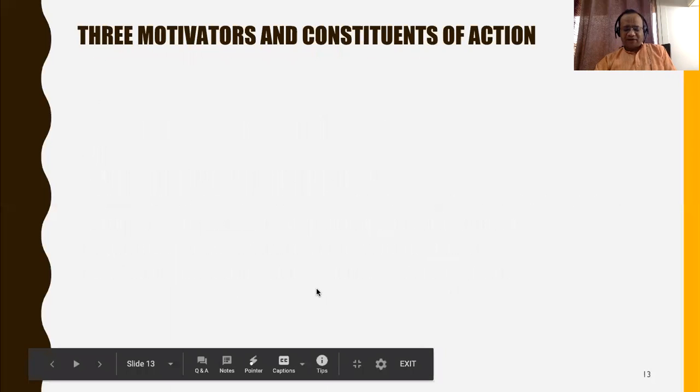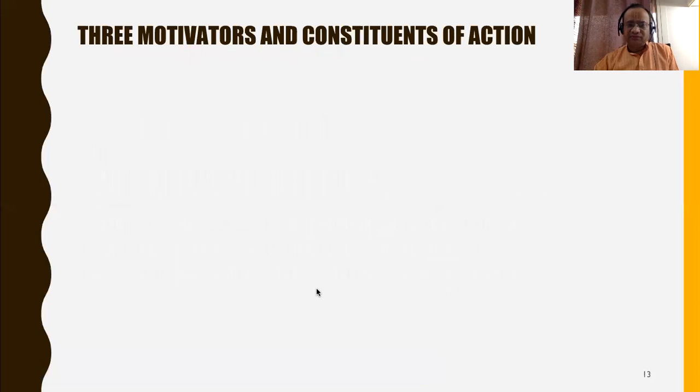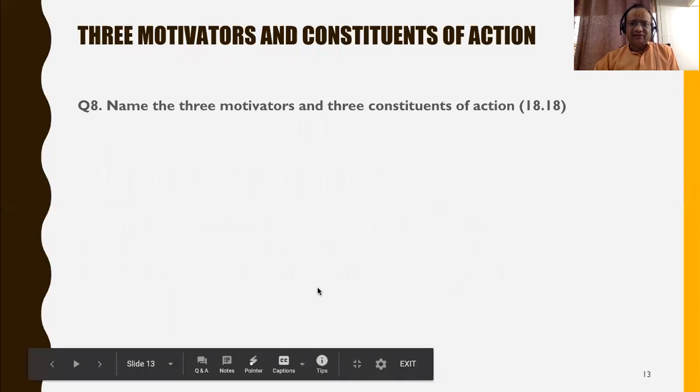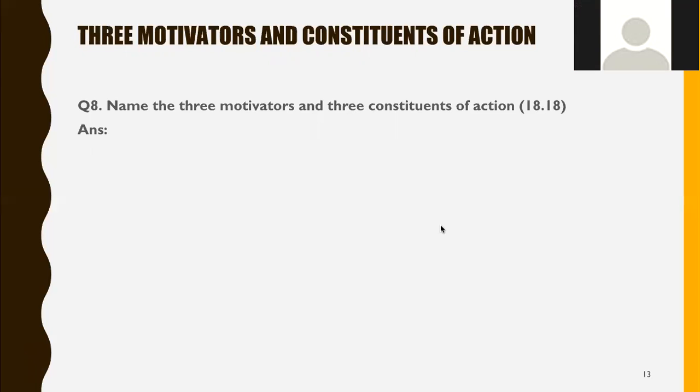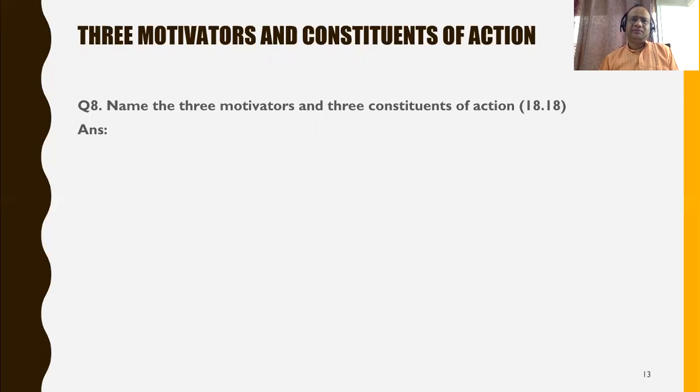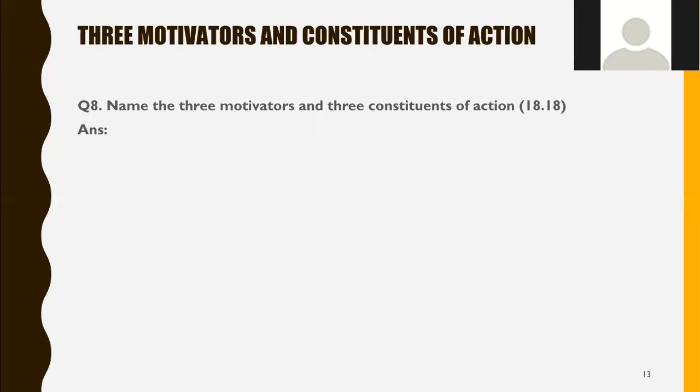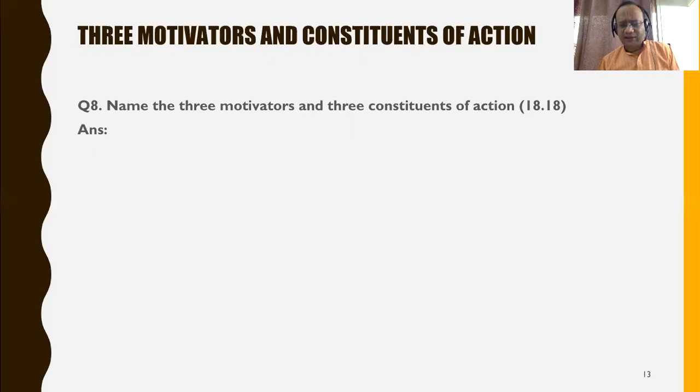Okay. That was a very good question. And then this one, number 8. Name the 3 motivators and 3 constituents of action. So what would you respond to that? Motivators are jnana, jneyam, and parijnata. Very good. Jnana, jneyam, and parijnata. So what are the constituents of action? Karanam, karma, karta. Karanam, karma, and karta. Very good.